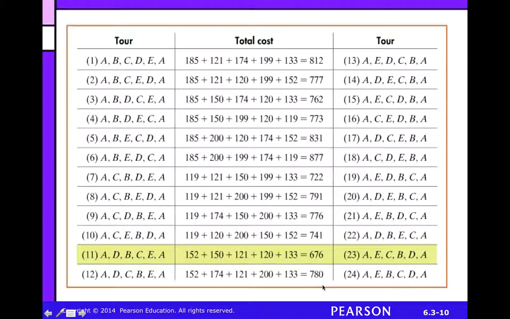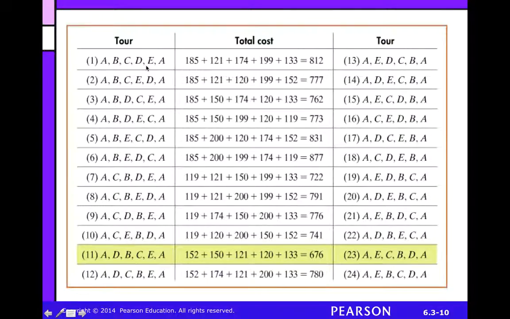Now notice one of the things that's nice about this table, and we haven't finished analyzing it, we're going to spend a little more time on this. Notice that this tour here, A, B, C, D, E, A, look at the corresponding entry over here. This is A, E, D, C, B, A. Do you notice that 1 and 13 are mirror images of each other?